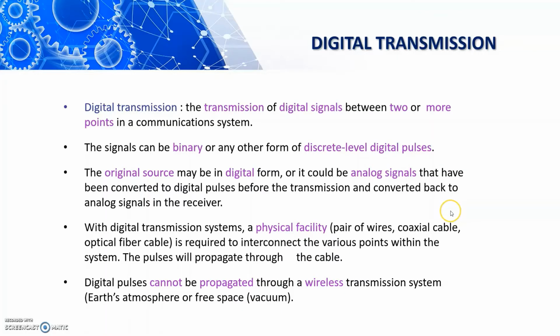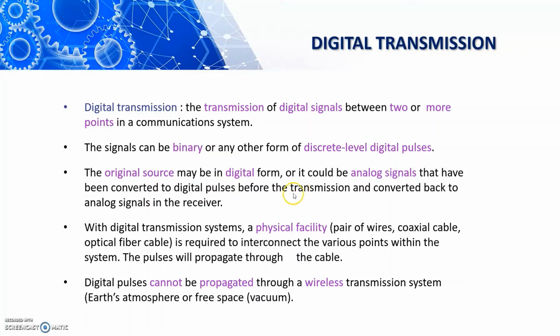What is digital transmission? Digital transmission is the transmission of digital signals between two or more points in a communication system, which means the input signal must be in digital form. If it is an analog signal, it has to be converted first from analog to digital. The signal can be binary or any other form of discrete level digital pulses. The original sources may be in digital form, or analog signals that have to be converted to digital pulses before the transmission and converted back to analog signals in the receiver.